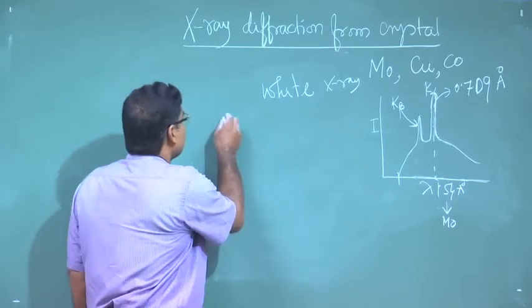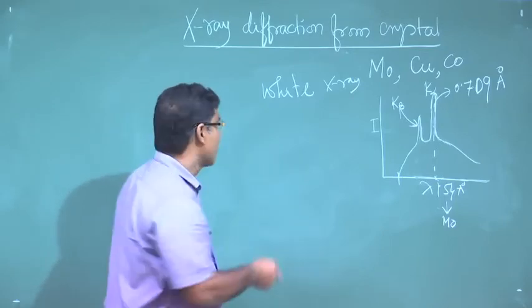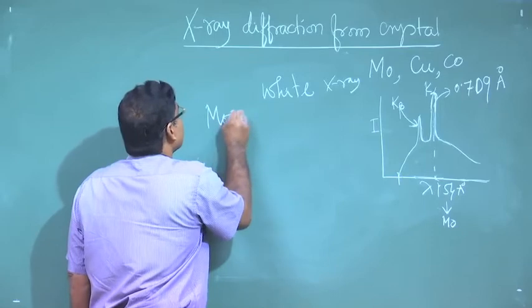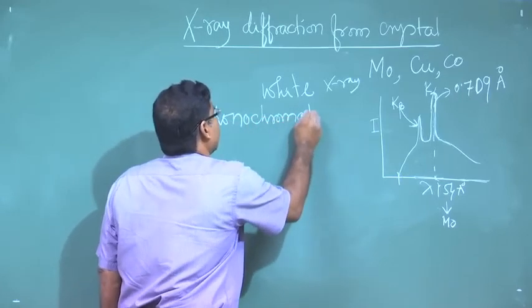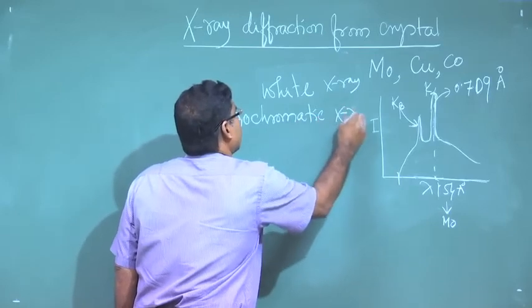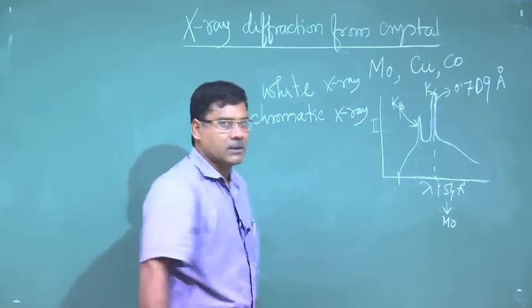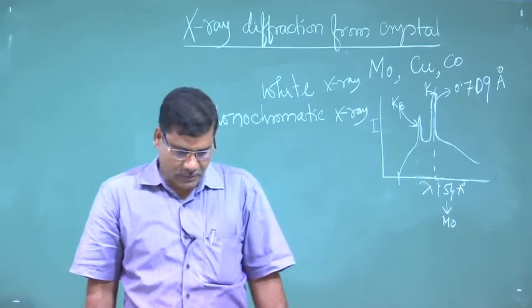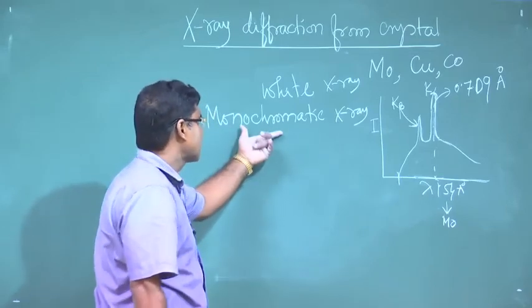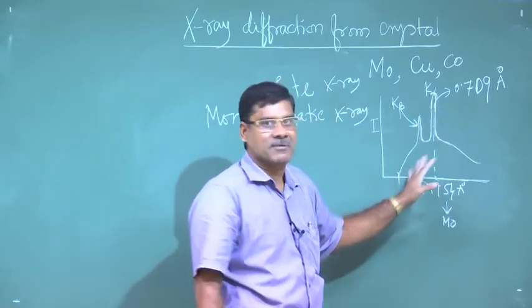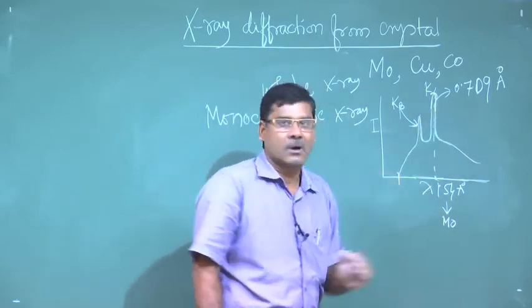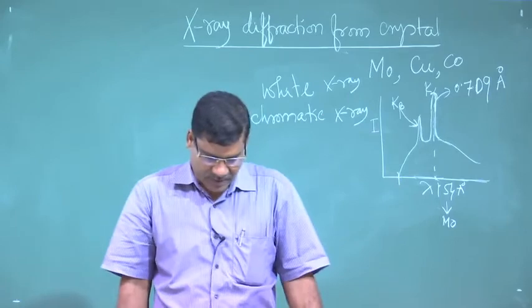And another X-ray we also use is of one wavelength. That is called monochromatic X-ray. Okay. So, for monochromatic X-ray, since the X-ray source always gives this type of spectra, we have to choose one particular wavelength.